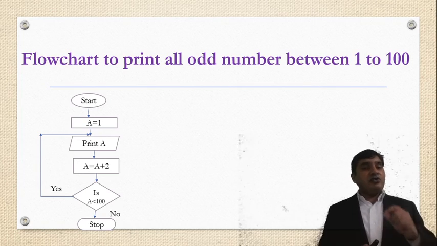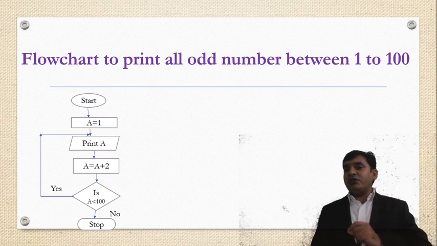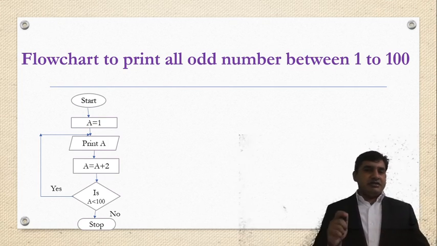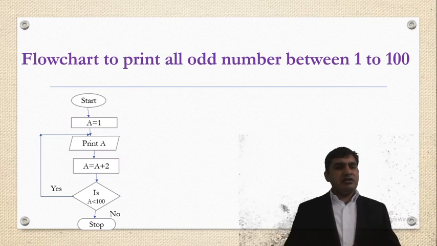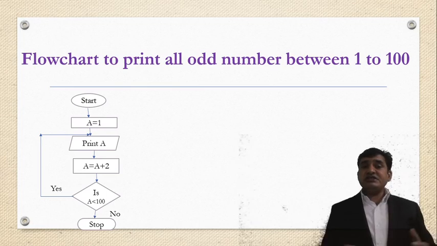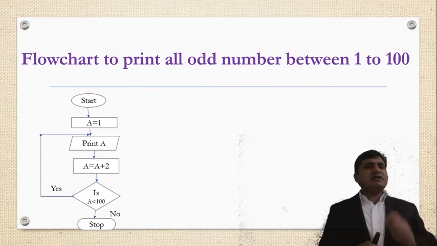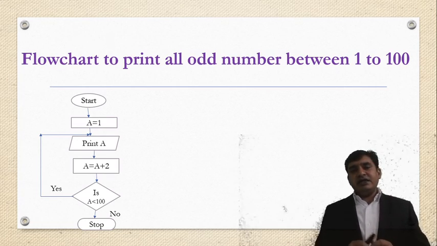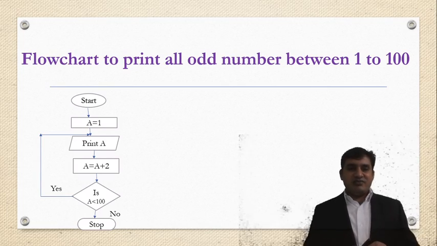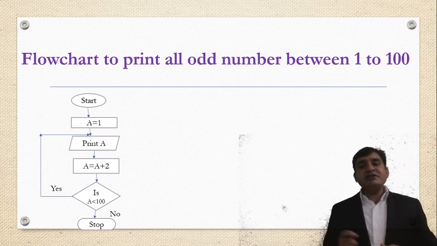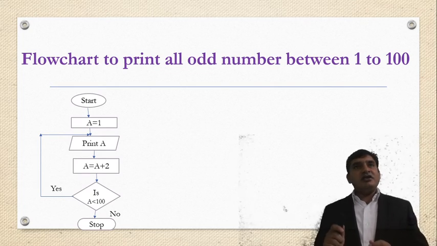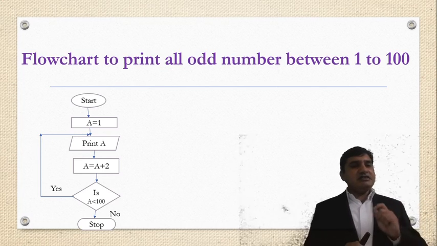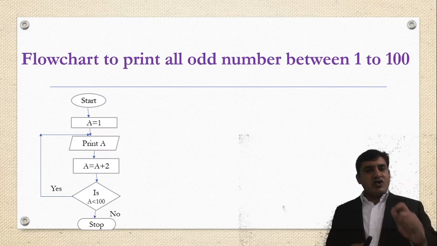First flowchart to print all odd numbers between 1 to 100. Odd numbers means 1, then 3, 5, 7, 9, 11. These are all odd numbers. If we consider the first odd number, that is 1, when 2 is added to 1, we get the next odd number. When 2 is added to 3, we get the next odd number, that is 5. So simple. Start. First A is equal to 1. This is the first odd number.